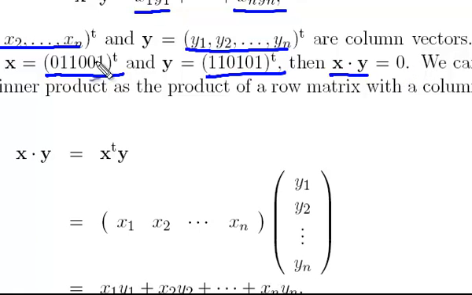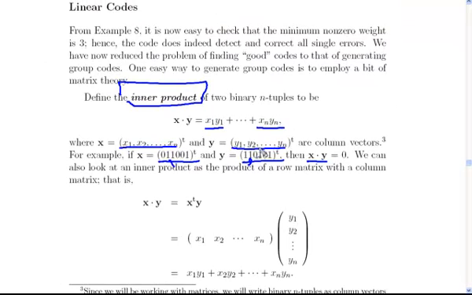Okay, let's look at that. I'm going to get 0 times 1 is 0. All right, then for the second component, it's 1 times 1 is 1. Third one is 1 times 0. So far I have 0 plus 1 plus 0, so that's 1.